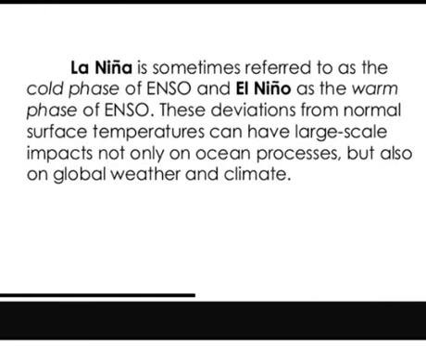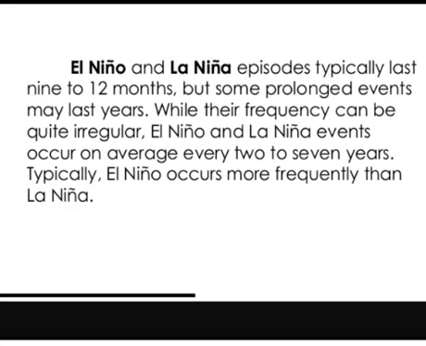La Nina is sometimes referred to as the cold phase of ENSO, and El Nino as the warm phase of ENSO. These deviations from normal surface temperatures, remember, this is a deviation from normal surface temperatures, can have large-scale impacts not only on ocean processes but also on global weather and climates. El Nino and La Nina episodes typically last 9 to 12 months, but some prolonged events may last years. While their frequency can be quite irregular, hindi naman siya palagi, El Nino and La Nina events occur on average every 2 to 7 years. Typically, El Nino occurs more frequently than La Nina.